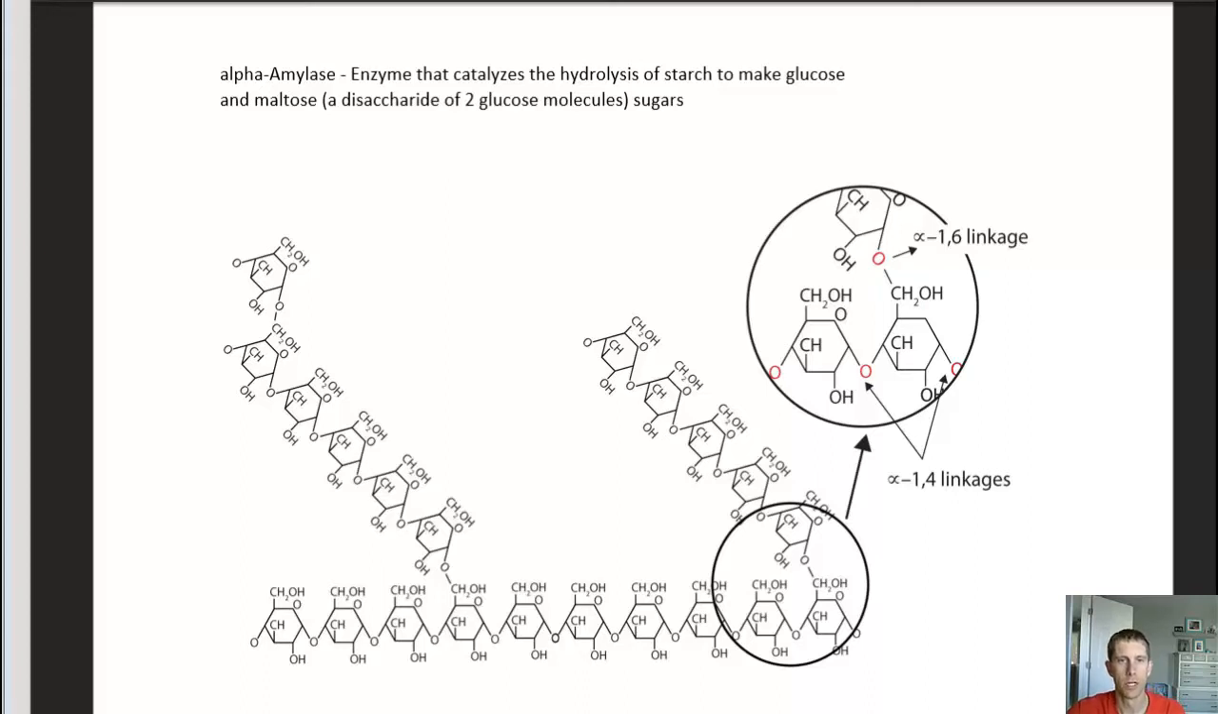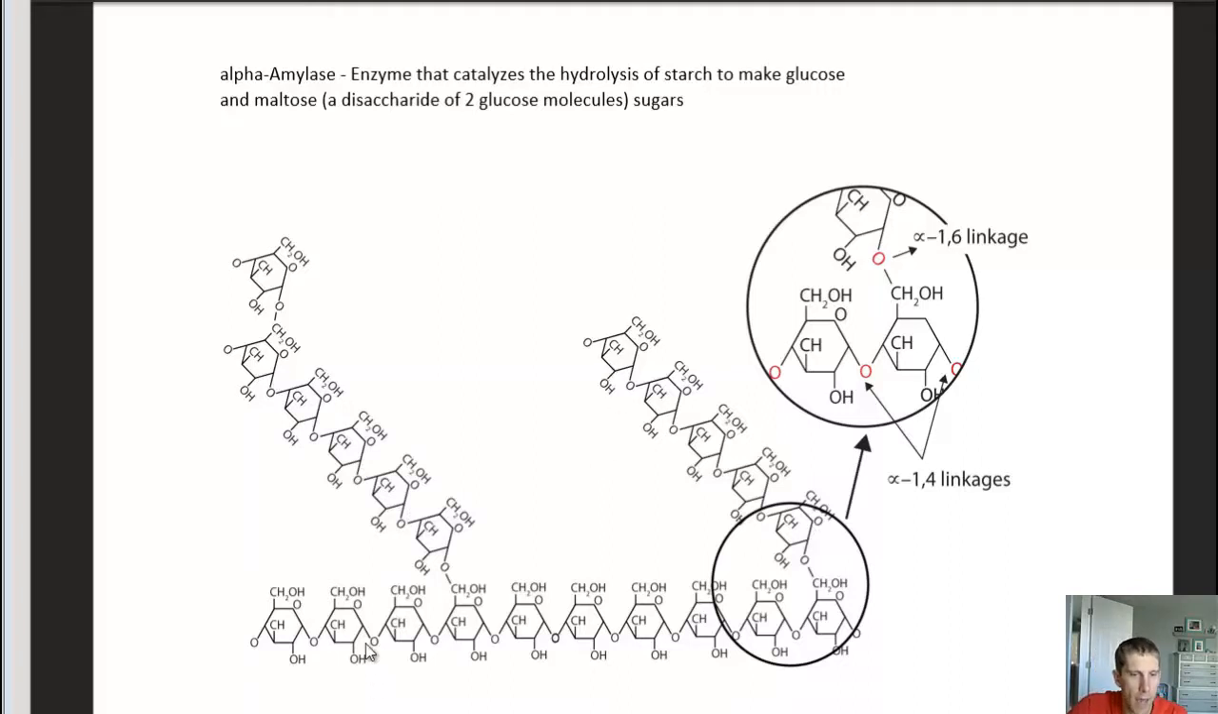So on this image here we have a representation of starch where we have several alpha-1,4 glycosidic linkages. So essentially all of this straight line down here and the line within this set of glucose molecules are all 1,4 glycosidic linkages.